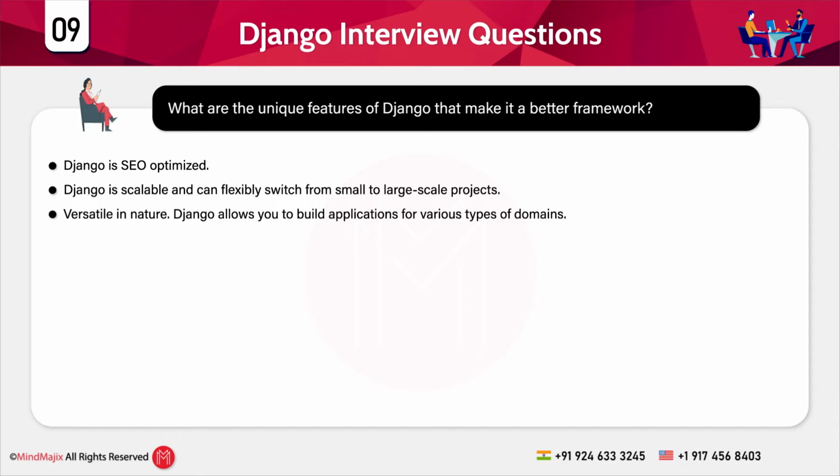The next feature is that Django is SEO optimized. Apart from that, Django is scalable and can flexibly switch from small to large scale projects. The next point is Django is versatile in nature. Django allows you to build applications for various types of domains. It has a vast community to connect with and share. And last but not the least, it provides you with rapid development of web applications.